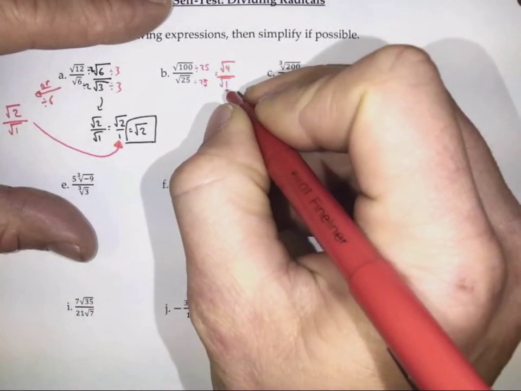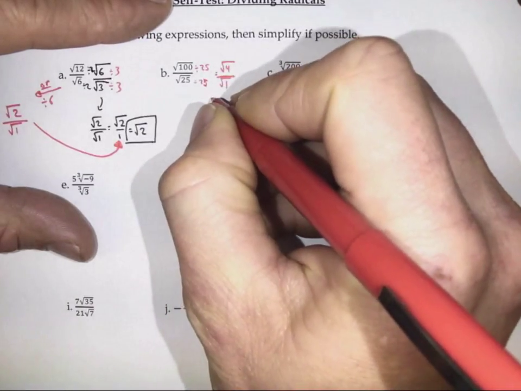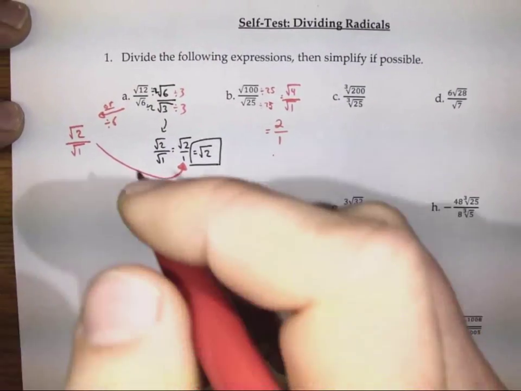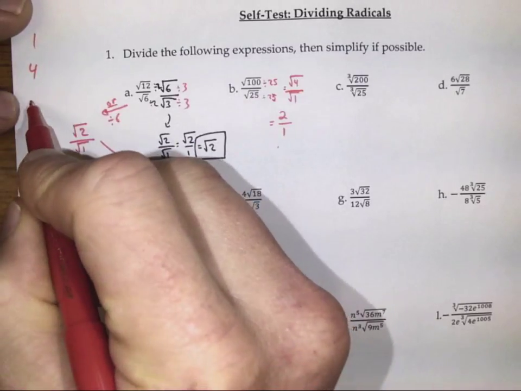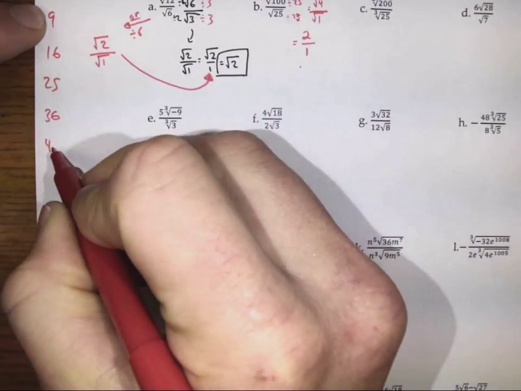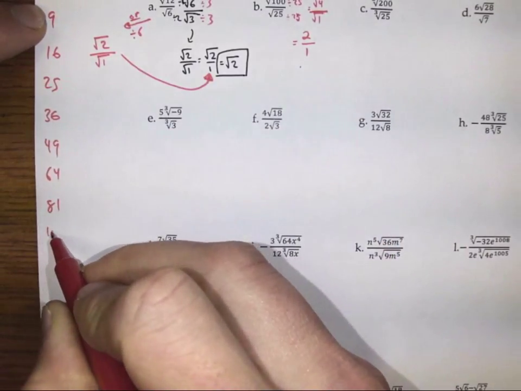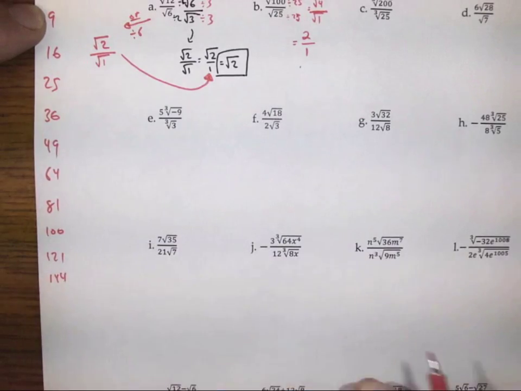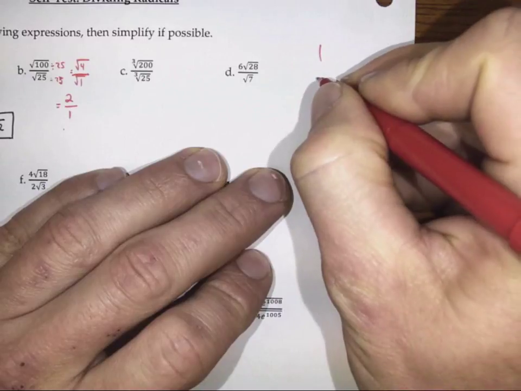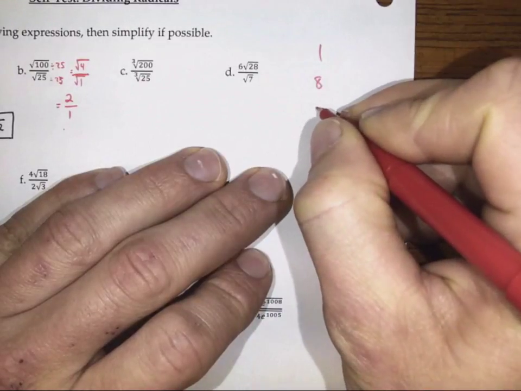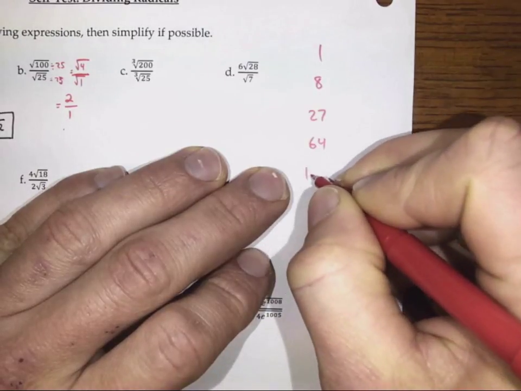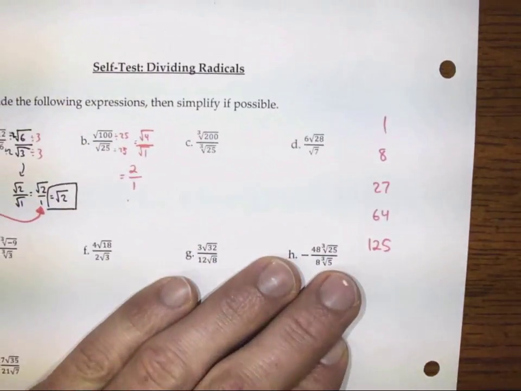Now, root 4 also can be resolved. So that could actually be rewritten as, well, it's just 2 over 1. And now might be a good time to write all my perfect squares down on the left margin of the page. 49, 64, 81, 100, 121, 144. And over here I'm going to write my perfect cubes because I've got some cubes here. So 1, 2 cubed is 8. 3 cubed is 27. 4 cubed is 64. 5 cubed is 125. All right.